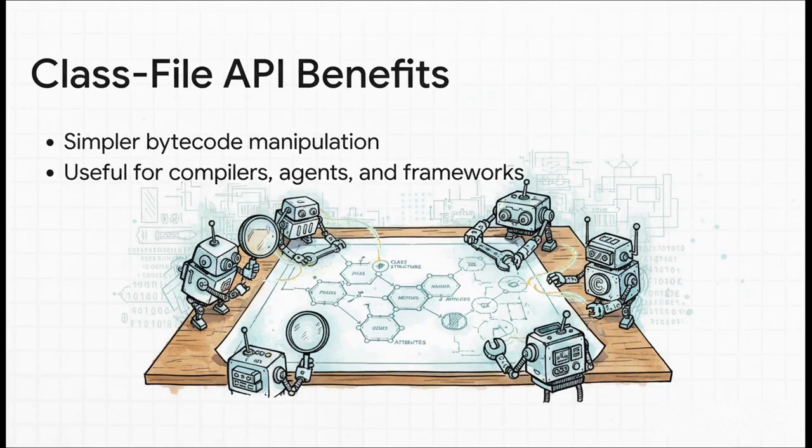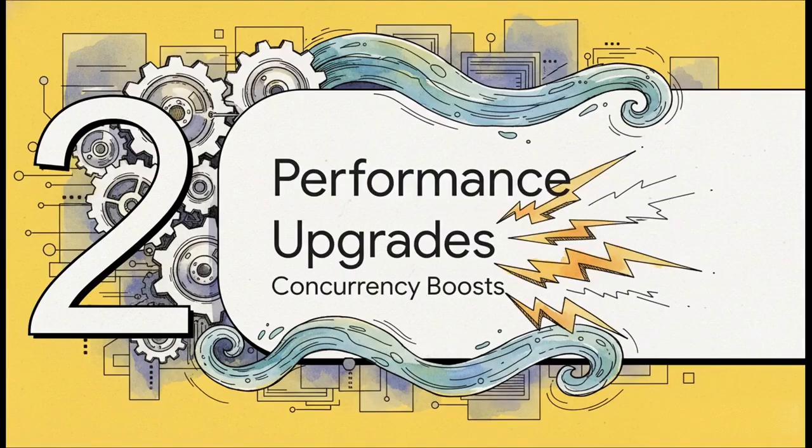They're pretty clear-cut. It means simpler bytecode manipulation with a standard solution that everyone can just rely on. It's going to empower the entire ecosystem of tools that dig deep and work at that low level with our code. All right, let's switch gears. We're moving on to the next major theme of JDK 25, and this is where things get really interesting: performance and concurrency upgrades. Honestly, this is where some of the most exciting stuff is happening.